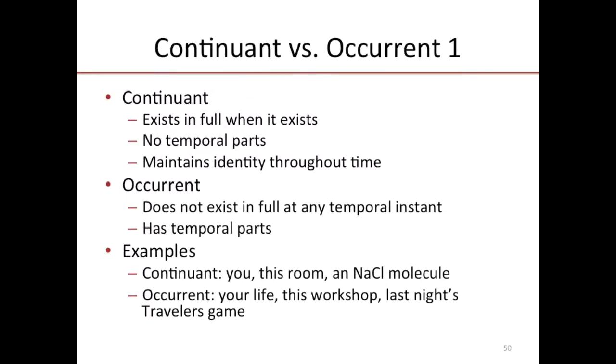Now, continuants and occurrents, that's tricky. You can read all that, but my rule of thumb for distinguishing whether something is a continuant or an occurrent is, if you can take a photograph, it is a continuant. If you need a video, it's an occurrent. Can you take a photograph of the movement of my hand? Nope. You need a video because it's an occurrent.